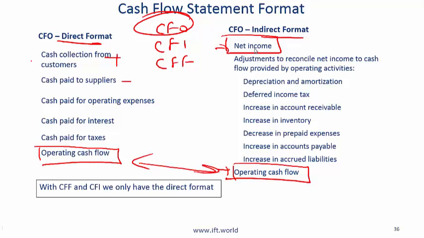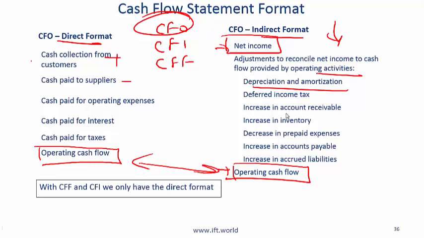So with the indirect format, start with net income, adjust to reconcile net income to cash flow provided by operating activities. So you add back depreciation and amortization. Note that on the direct format there is no mention of depreciation and amortization because there you are only dealing with cash items. On the right with the indirect format, since the net income was calculated after subtracting depreciation and amortization, you need to add back.